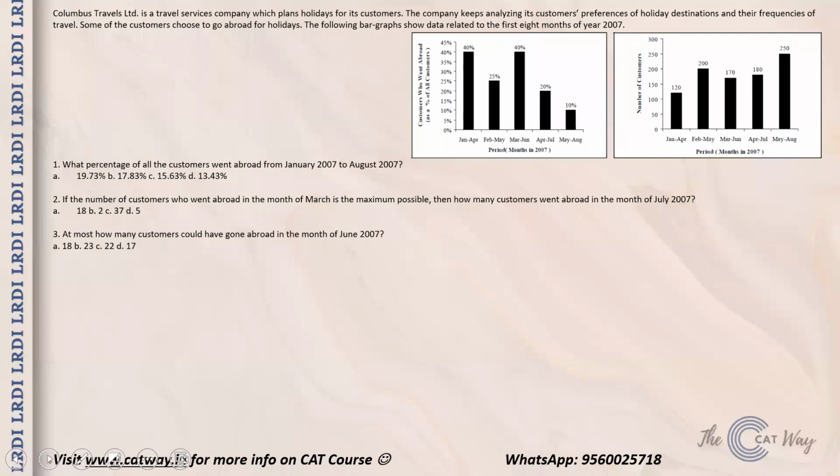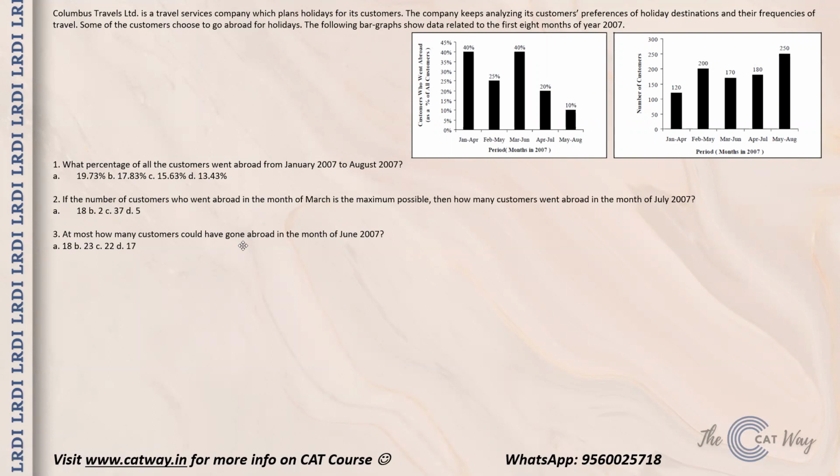Now guys, what do we have today is that Columbus Travels is a travel service company which plans holidays for its customers. Now the company keeps analyzing its customer preference of holiday destination and the frequencies of the travel. Now some of the customers choose to go abroad for holidays, and the following bar graph shows the data related to the first 8 months of the year 2007. The customers who went abroad as a percentage of all customers: between January to April, 40% of the total customers of January to April went abroad.